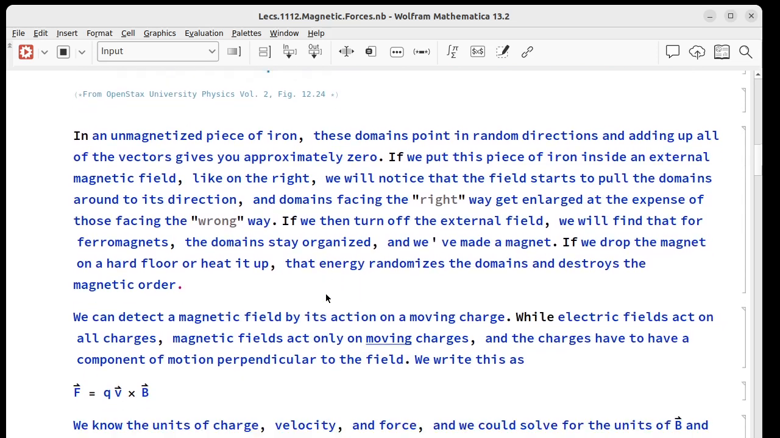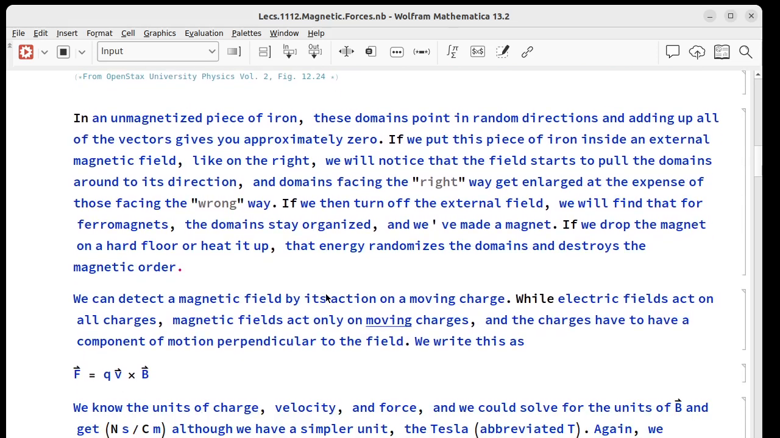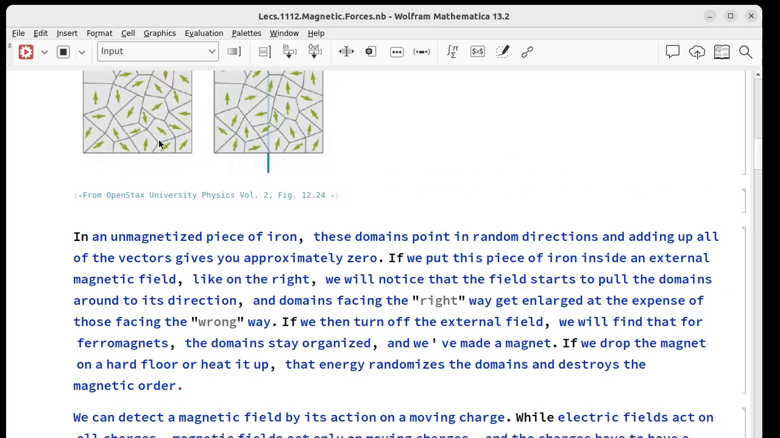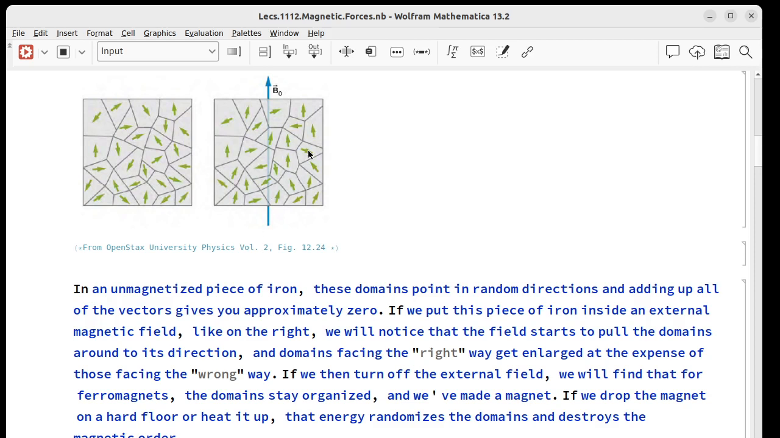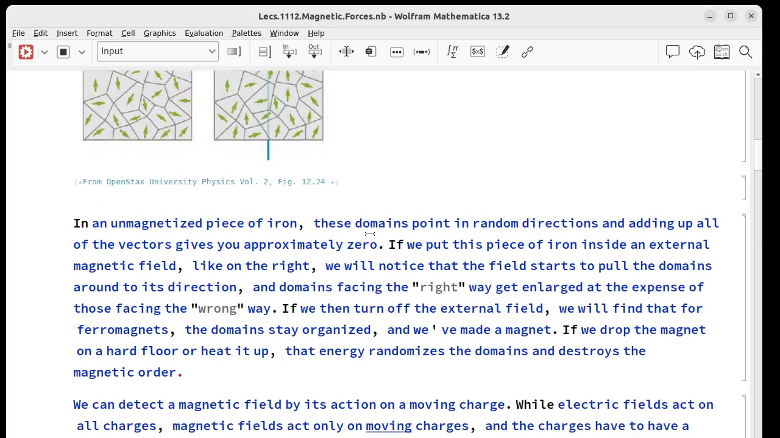If we have an unmagnetized piece of iron, so just a random crowbar or a nail, the domains will point in all directions, add up to essentially zero. If we put it in the magnetic field, we can magnetize it because once it's somewhat lined up, we turn off the external magnetic field and a ferromagnet will maintain that alignment, so it will continue to be a magnet. Now, if we do something like drop it on a hard floor or heat it up, we can randomize these things and screw that magnetism up. So that's why you don't drop a magnet or heat it up, because you tend to destroy the magnetization.